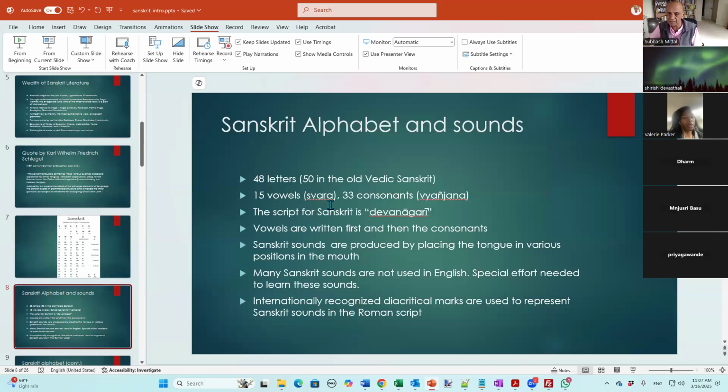So if you look at this, there are 48 letters in the alphabet. And if you look at some of the Vedic literature, they have a couple more letters which are not commonly used right now. Out of these, 15 are vowels. They are called swara. That's the name in Sanskrit, swara. And the 33 are consonants, which are called vyanjana. As soon as I speak a word in Sanskrit, it'll be very helpful if you can just try and repeat it. So repeat the word swara. And then consonants are called vyanjana.